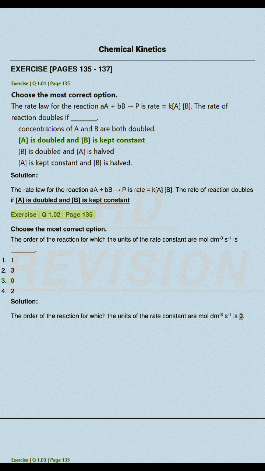Exercise Q 1.02, page 135. Choose the most correct option. The order of the reaction for which the units of the rate constant are mol dm^-3 s^-1 is: 1) 1, 2) 2, 3) 3, 4) 0. Solution. The order of the reaction for which the units of the rate constant are mol dm^-3 s^-1 is 0.